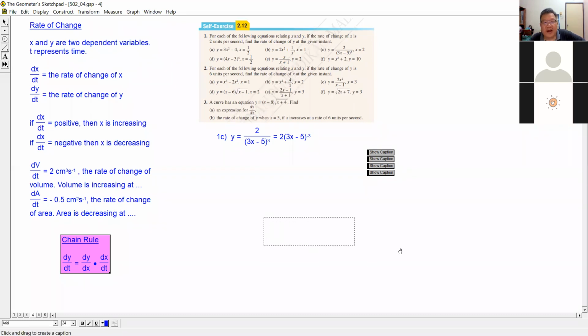Rate of change of x is 2 units per second. Now, how are you going to write this in symbol form? Anyone? Rate of change of x is 2 units per second. How to write in symbol form?